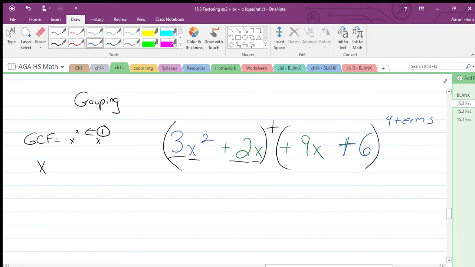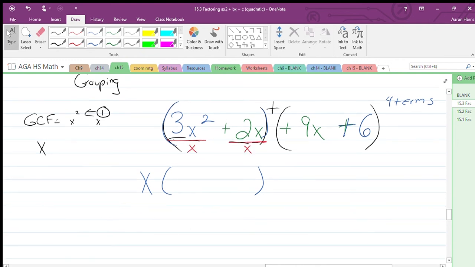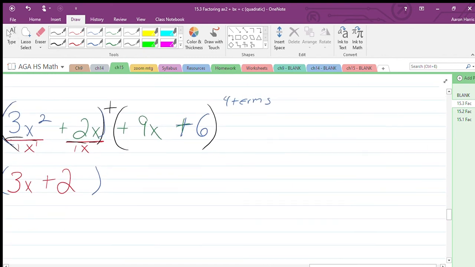Put it in parentheses, drop down, put a blank set of parentheses, put my GCF outside. And now what do I do? Divide each term by my GCF, which is x. So 3 divided by 1 is just 3. X squared divided by x to the first, 2 minus 1 is x. Plus 2 divided by 1 is just 2. X divided by x is 1. So I get x times 3x plus 2.